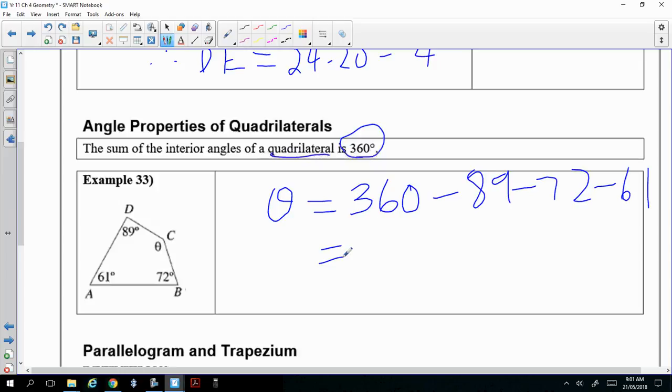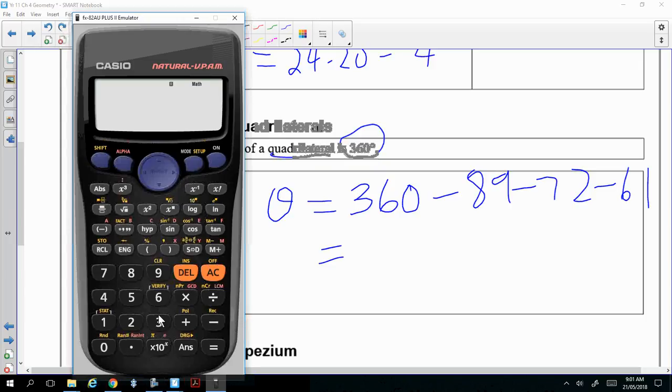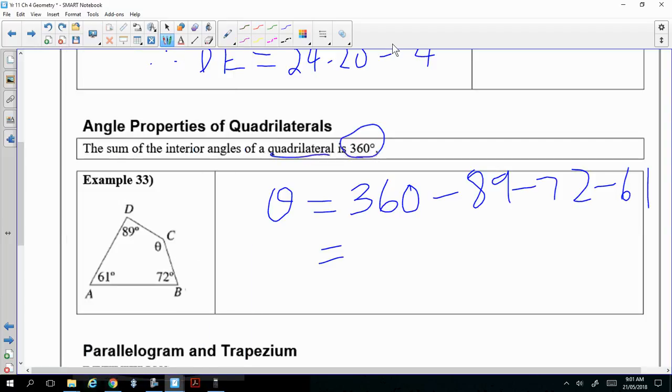Then you use your calculator to work this out, and theta is 138 degrees. All right, let's move on.